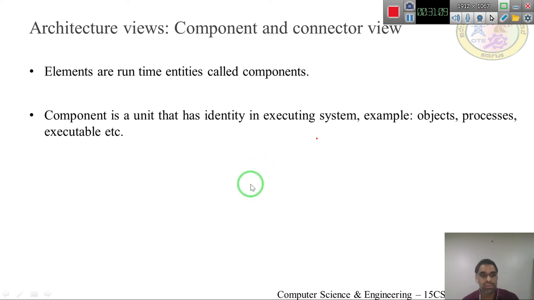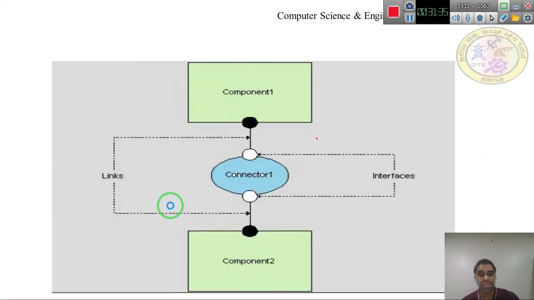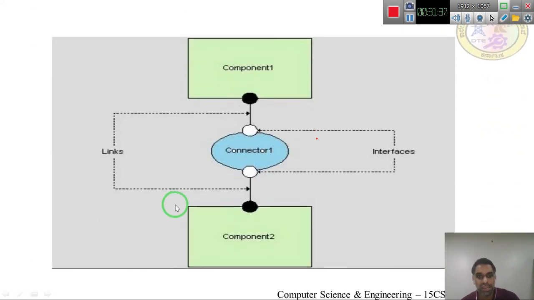Components would be a unit that has identity in an executing system. Examples would be objects, processes, executables. See, all three are runtime entities, right? Then connectors provide means of interaction between these components. It could be pipes or shared memory or socket. So this is about component and connector view.